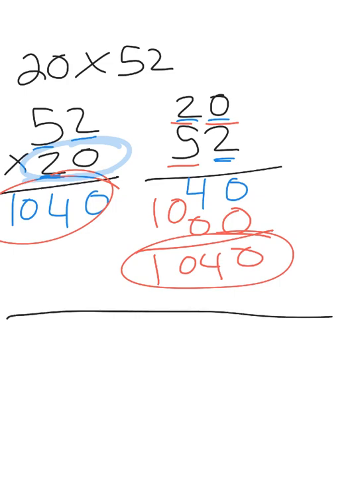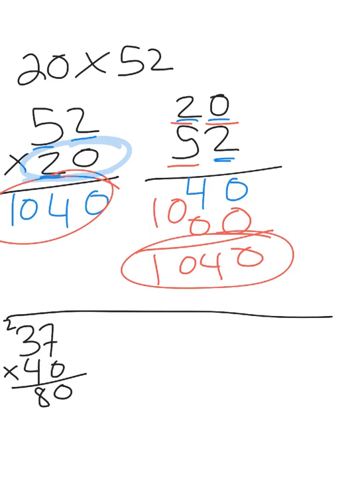Let's try a few more. Let's multiply 37 times 40. Since our multiple of 10 is on the bottom, drop your 0. Then we're going to multiply 4 times 7, which is 28. Put down your 8 and regroup your 2.